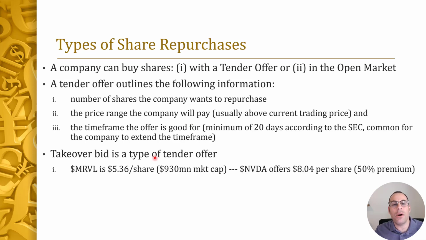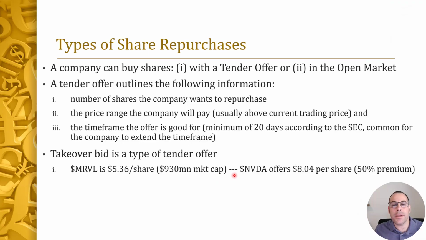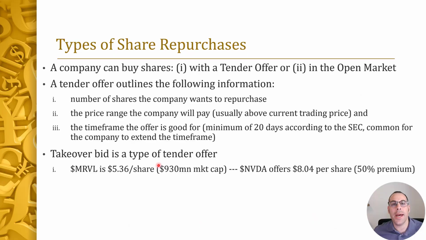A type of tender offer is a takeover bid. This is when another company tries to buy out a company's stock. Say the semiconductor company NVIDIA is looking to expand, and they want to acquire another company, and they see Marvell. It's trading at 930 million market cap at $5.36 a share. So they need 51% of the shares to acquire the company. They submit a tender offer for $8.04 per share, which is a 50% premium. It seems like a no-brainer, right? Why wouldn't you want to sell your shares for $8.04?